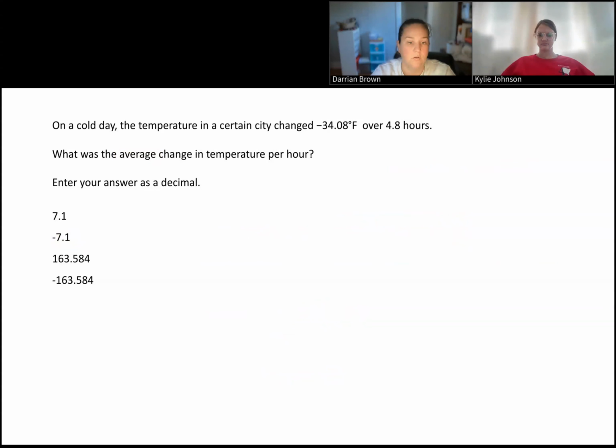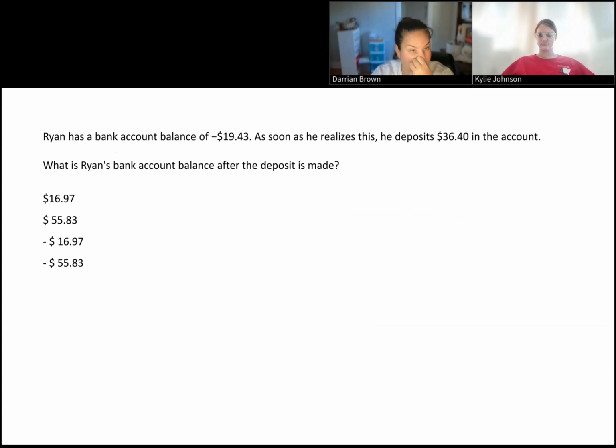All right, let's move on. This is slide 5, number 4. It says Ryan has a bank account balance of negative 14.43, which means he went below zero. He spent too much money. As soon as he realizes this, he deposits $36.40 into the account. What is Ryan's bank account balance after the deposit is made?